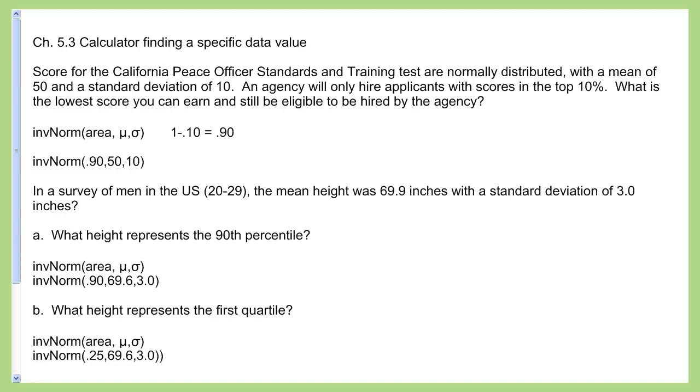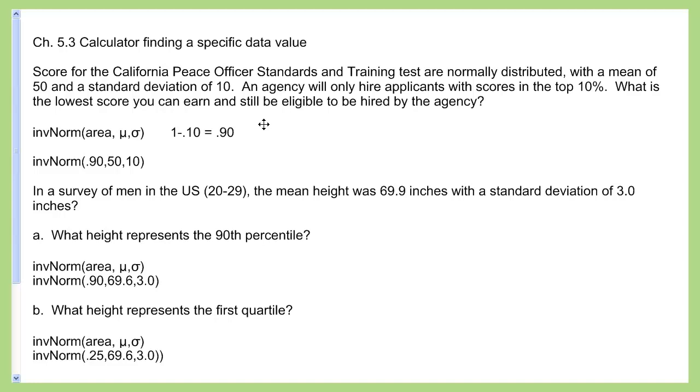Two problems for chapter 5.3, using the calculator to find a specific data value. The scores for the California Peace Officer Standards and Training tests are normally distributed with a mean of 50 and a standard deviation of 10. An agency will only hire applicants with scores in the top 10%. So what is the lowest score you can earn and still be eligible to be hired by the agency?